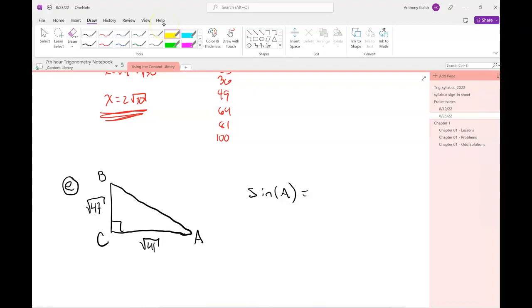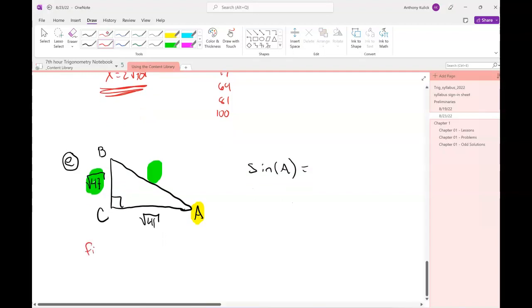So, just like we've done before, we locate angle A. And since we're using sine in this case, we're going to do opposite over hypotenuse. We're missing the hypotenuse, though. To find that, we're going to use the Pythagorean theorem. So doing that, I'm going to say square root of 47 squared plus square root of 41 squared is equal to x squared.